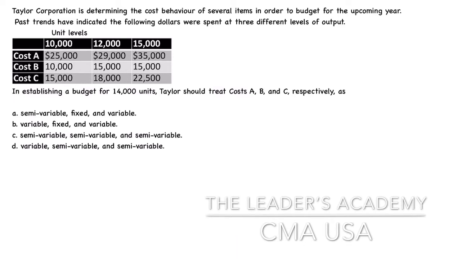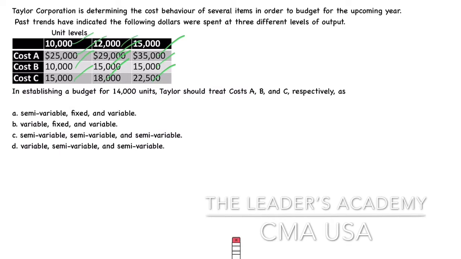What is happening in this question? Let me tell you. At the unit level of 10,000, you have a cost A that is 25,000, cost B that is 10,000, cost C that is 15,000, and for 12,000 you have a cost A of 29,000, cost B of 15,000, cost C of 18,000, and at the unit level of 15,000 you have a cost A of 35,000, cost B of 15,000, cost C of 22,500. It is varying from the 10,000 unit level to 12,000 and 12,000 to 15,000.